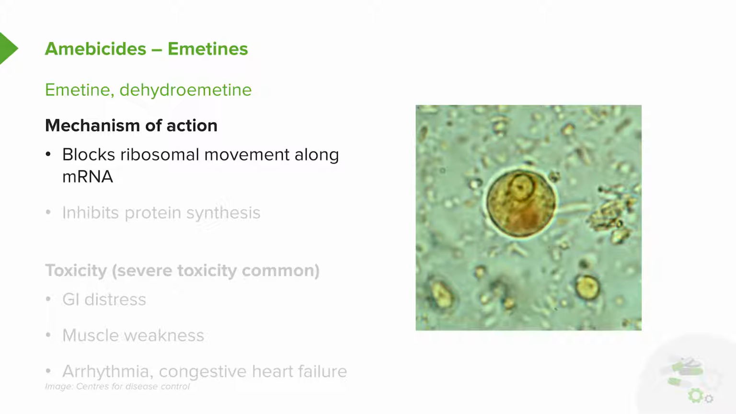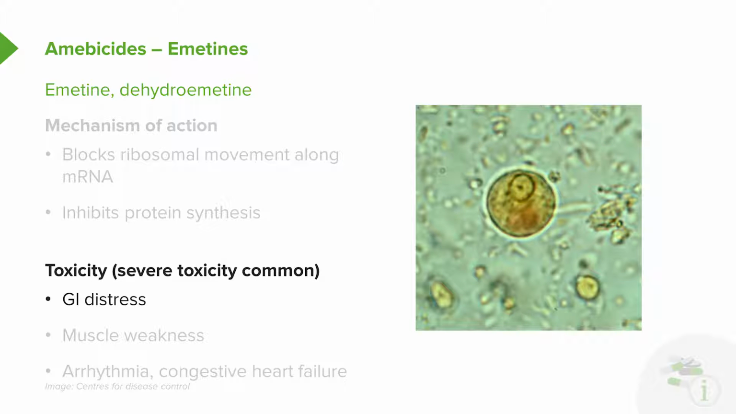Let's start off with the emetines. So the emetines are a group of drugs that block ribosomal movement along the messenger RNA. This is kind of an interesting visual idea. Imagine that messenger RNA is a long railroad track. The ribosome is kind of like a car on a train that just travels along the track. And as it travels along the track, it reads the different code in the messenger RNA and produces a protein. The movement of that ribosome along the railroad track is blocked by this class of drugs, and by that method inhibits protein synthesis, especially for organisms like amoeba.